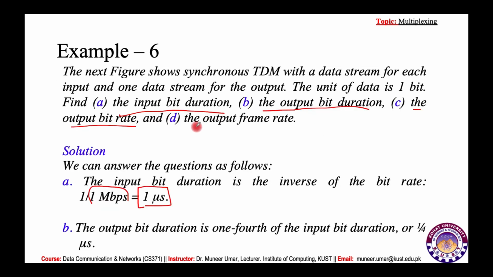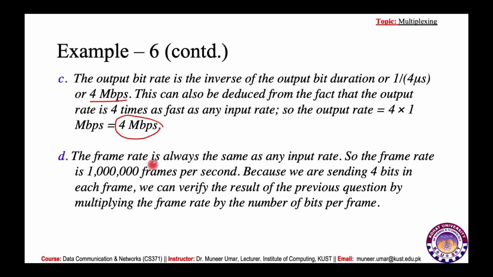Then last thing is the output frame rate. The frame rate is always the same as any input rate. So the frame rate is 1 million frames per second. We have here 1 megabit or 4 megabits, then it should be 1 million frames per second, because we are sending 4 bits in each frame. We can verify the result of the previous question by multiplying the frame rate by the number of bits per frame. So if we look into the previous question, this thing can be solved by taking the previous example.